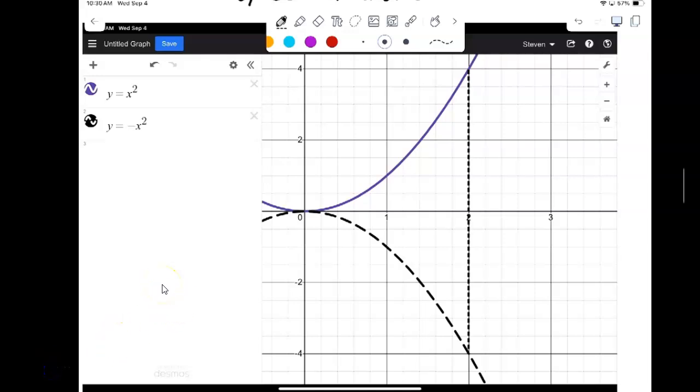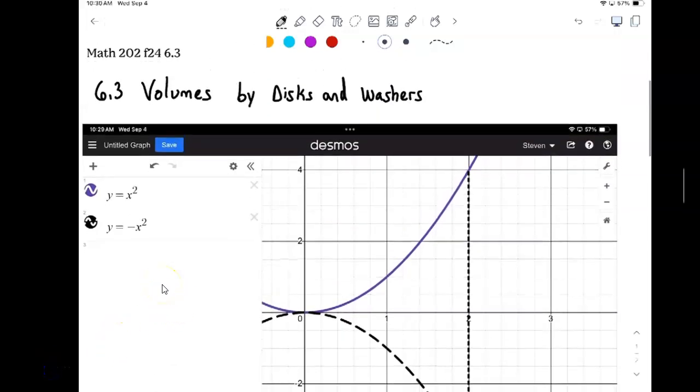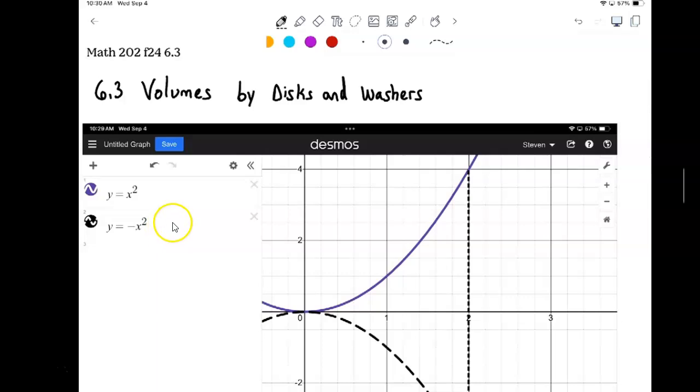Okay, so in this section, we're going to look at computing volumes of what are called solids of revolution. The two methods that we have are called disks and washers. They're actually the same method. Disk is a special case of what are called the washer methods. And so the idea is this.